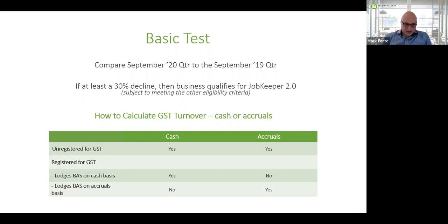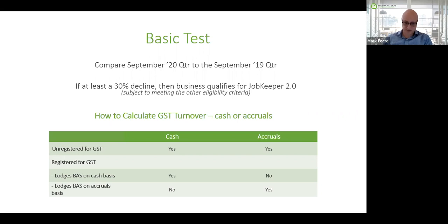So if you're not registered for GST, for the reason being that your turnover is less than $75,000 for the year, then you can use the cash basis or the accruals basis for your comparison. Accruals is basically you recognise your sale once you raise an invoice to your customer. That's your accrual basis of accounting. So if you're unregistered, you can use cash or accruals, but be consistent.